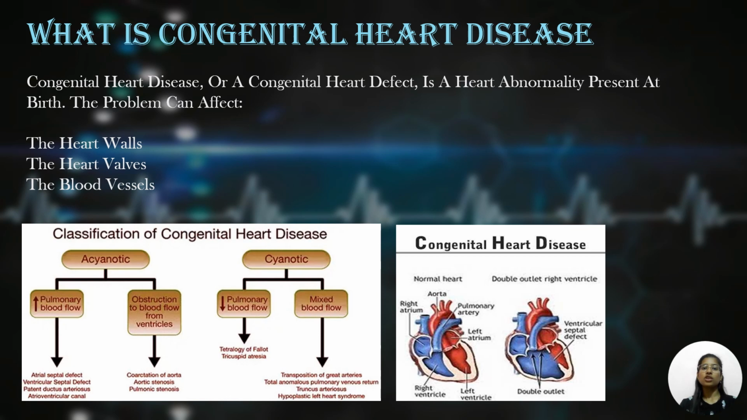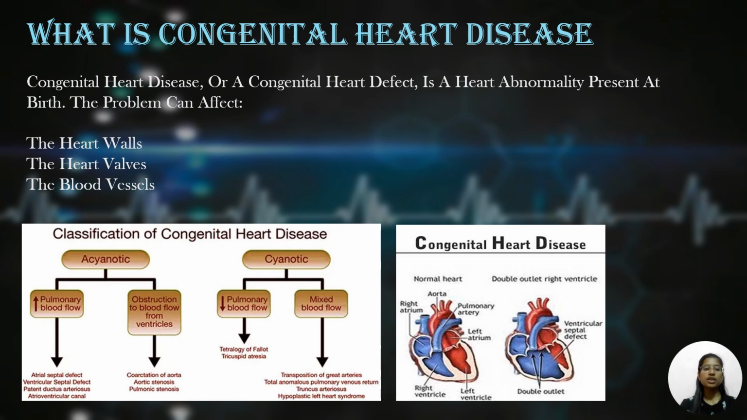So what is congenital heart disease? Congenital heart disease is one or more problems with the heart structure that exist since birth, and congenital means that you are born with the condition. Congenital heart disease in adults and children can change the way blood flows through the heart. There are many different types of congenital heart defects.